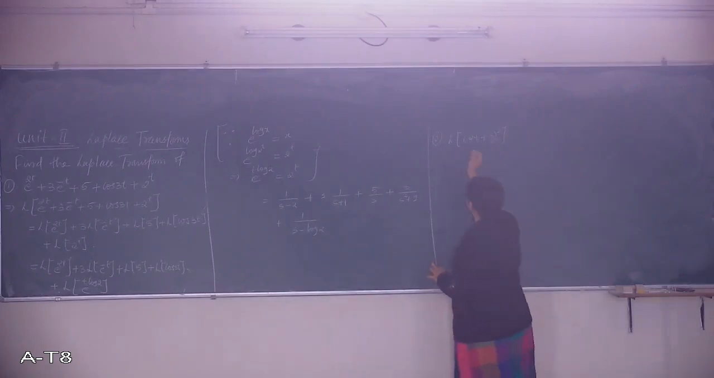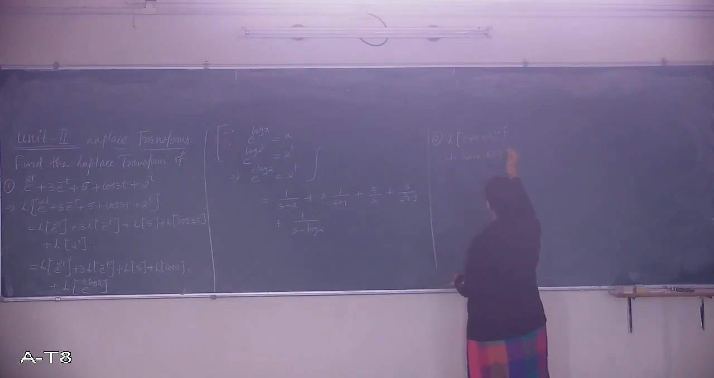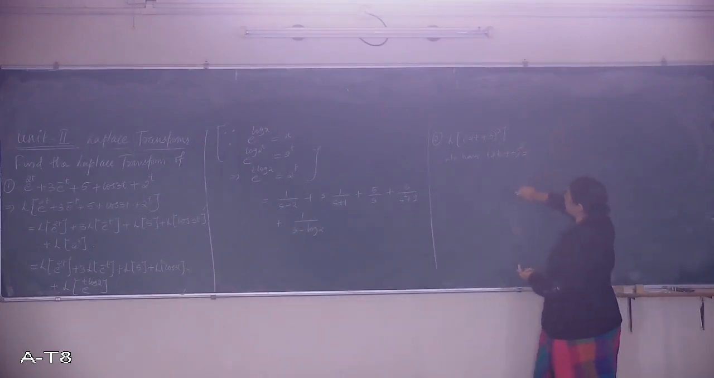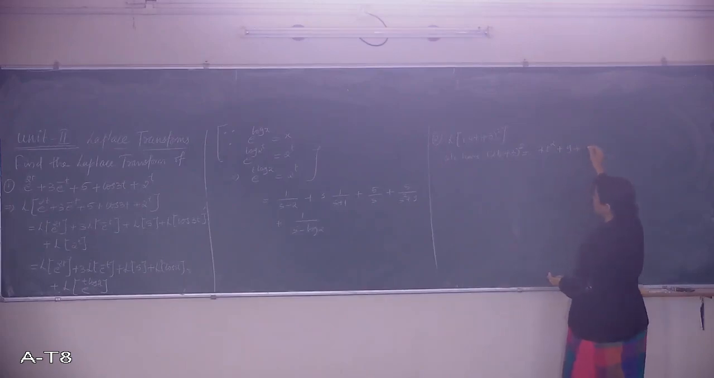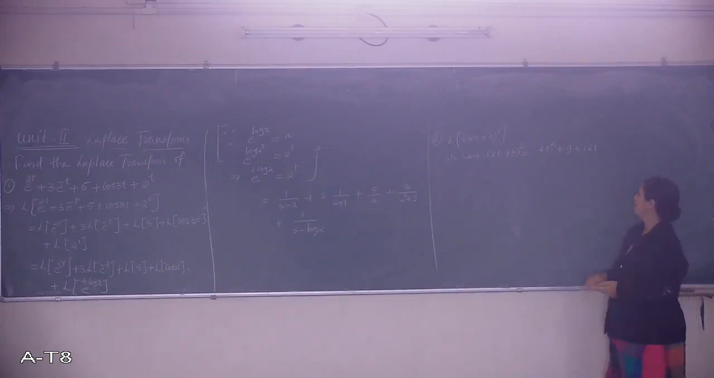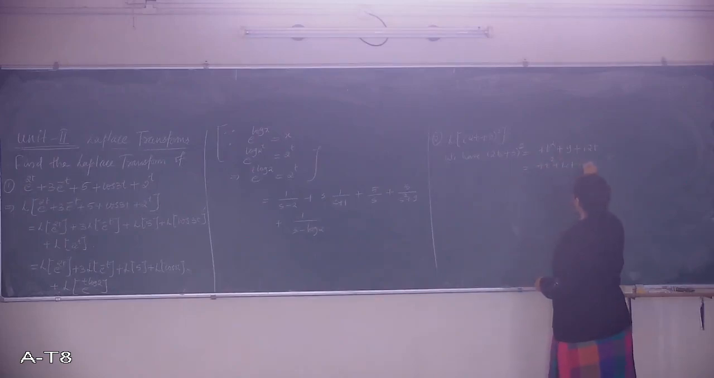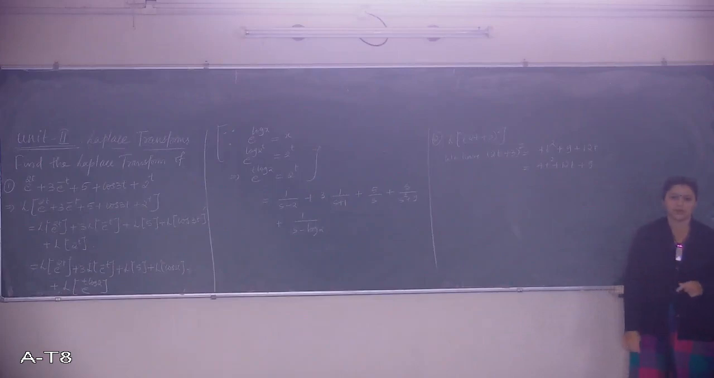So we know that 2t plus 3 bracket square is equals to, it is a plus b the whole square, so it is a square plus b square plus 2ab. So it is 4t square, right, plus 9 plus 12t, right. So that can be written as 4t square plus 12t plus 9. So this is the function.